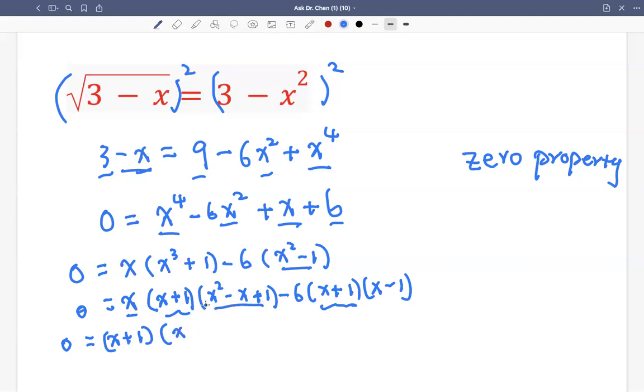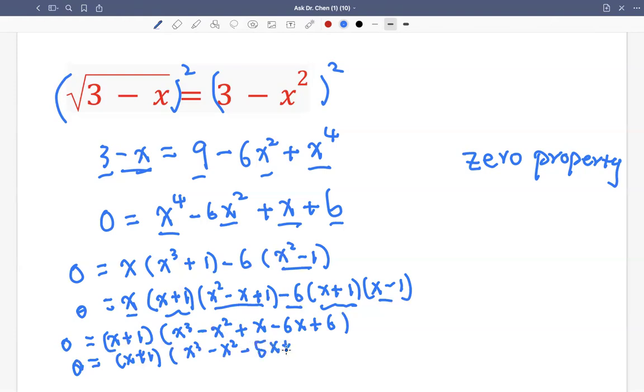So x times x squared, excuse me, x cubed. X times negative x, negative x squared. X times 1, just x. Then minus 6 times x minus 1. So minus 6x, and minus 6 times minus 1 is plus 6. So simplify, and we get x plus 1 times x cubed minus x squared minus 6x minus 5x plus 6.